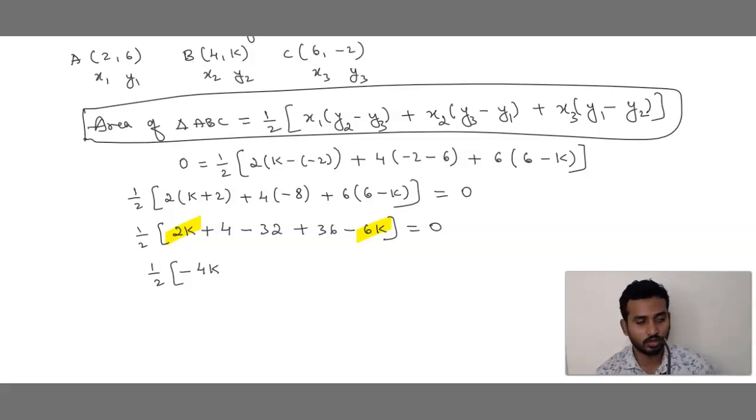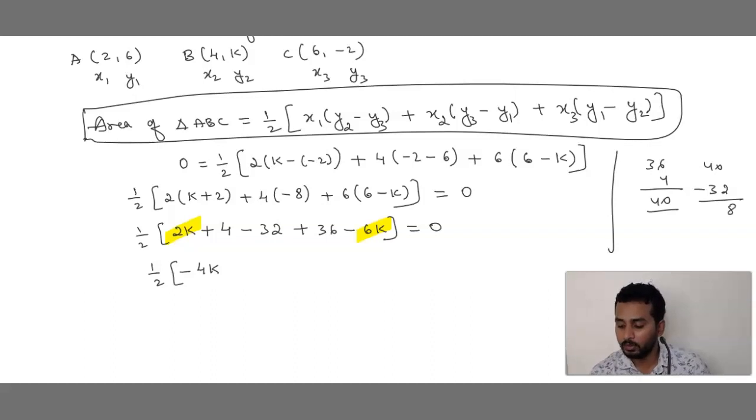36 plus 4, that is 40. First we have added positive numbers. Now 40 minus 32, we have to subtract. 40 minus 32 is 8. So now final answer is what? Minus 4k plus 8 is equal to 0.